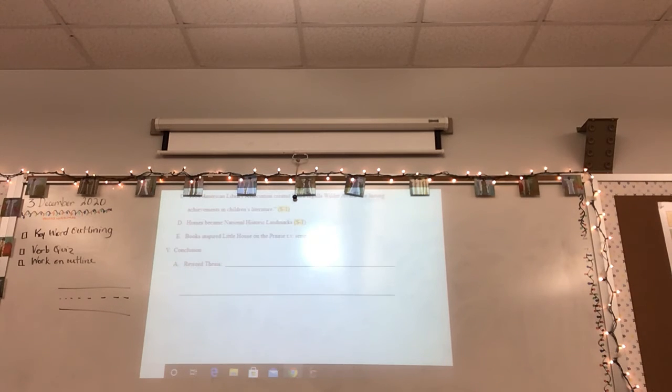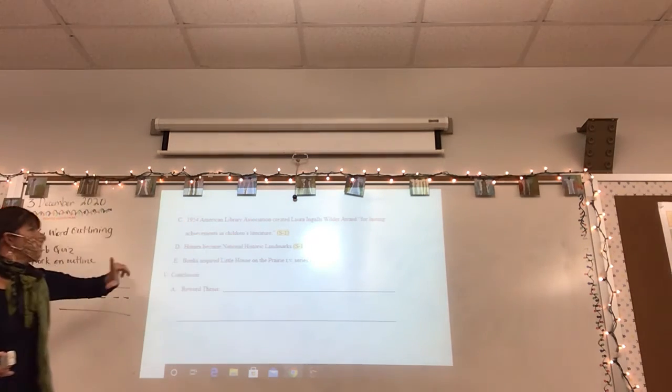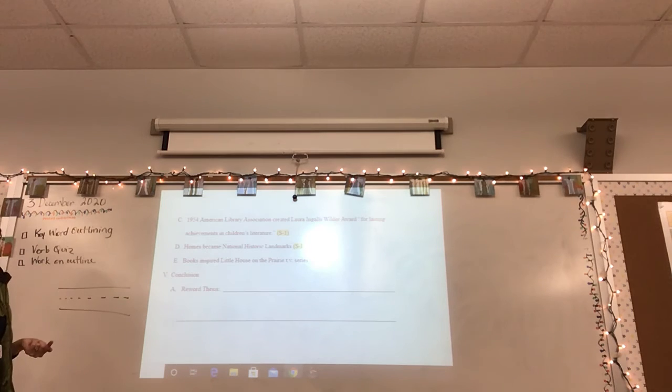And then, okay, so notice how short this is. Part of her legacy, and legacies can come after you die, the American Library Association created a Laura Ingalls Wilder Award for lasting achievement in children's literature. So that's part of the legacy. Every year this award is given out. Until I believe 2 years ago, they stopped giving it out. Do you know why? Because nobody really writes anything anymore.